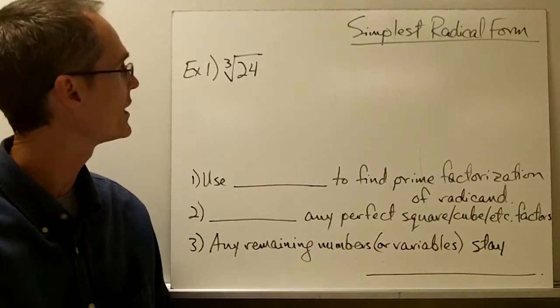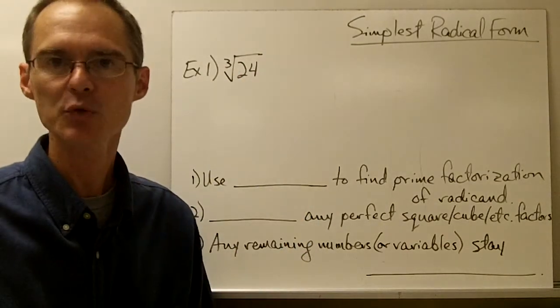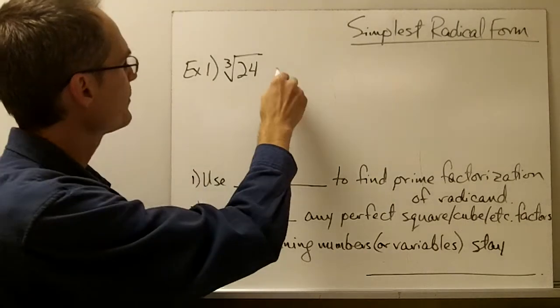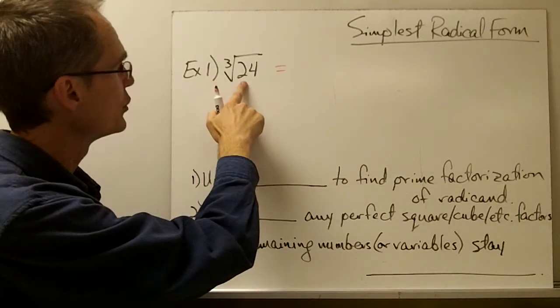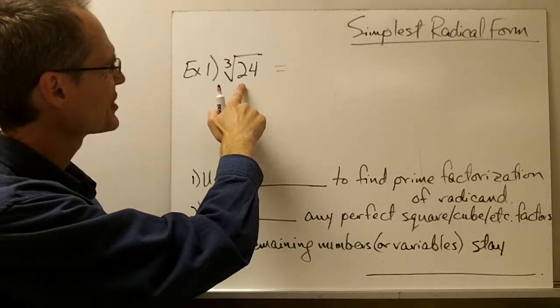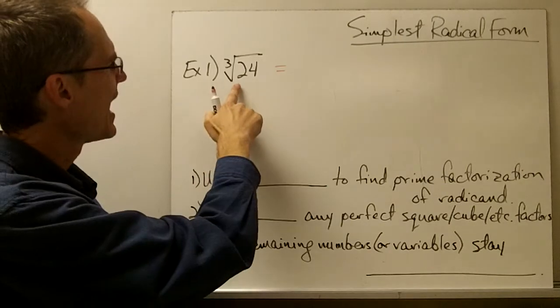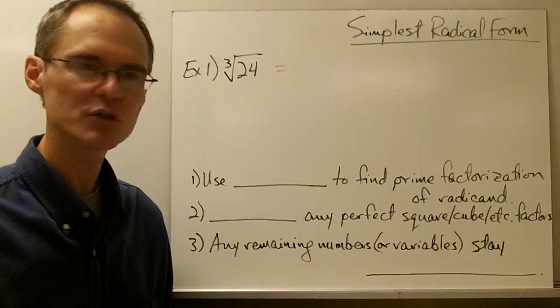So this is what we call taking a radical expression and putting it in simplest radical form. The example you see in your notes, example 1, asks you to find the cube root of 24. Well, this looks like it might be a problem because I need a number that I can multiply times itself 3 times to give me 24.